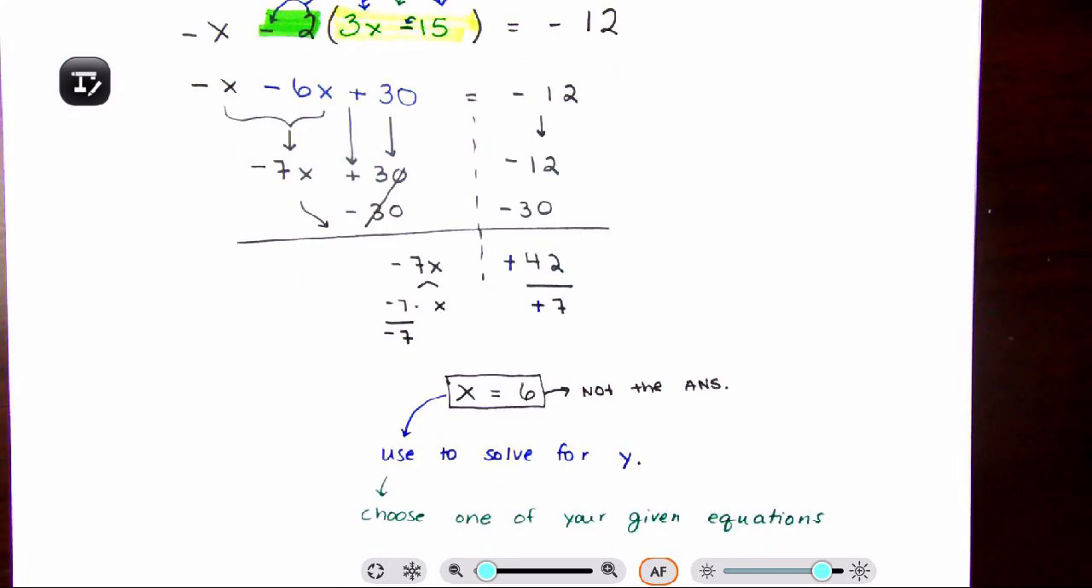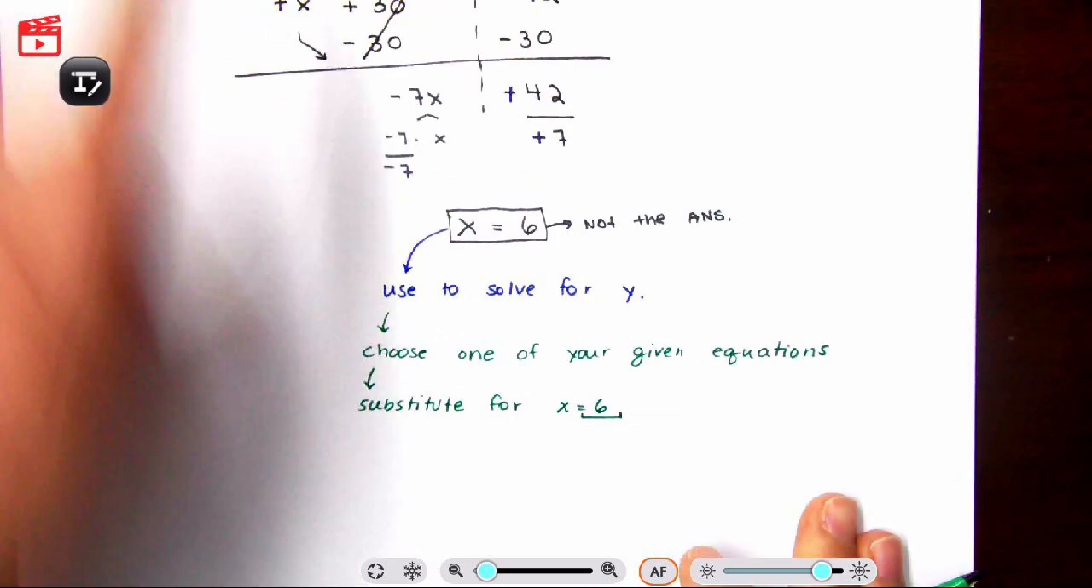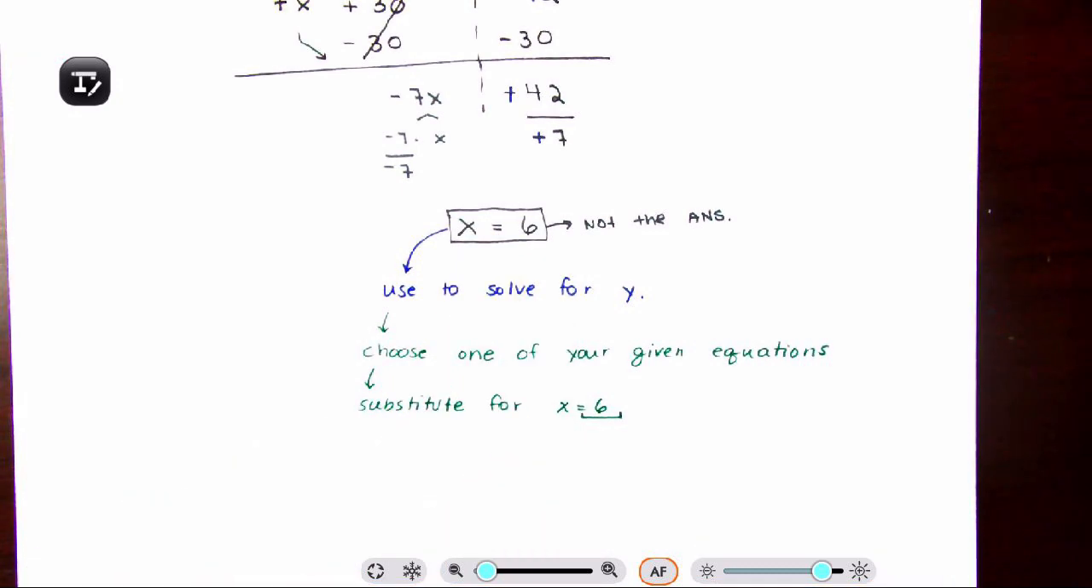You're going to choose one of your given equations. You're going to substitute for x equals 6. Remember, x is 6. So we know that because we solved it. So which equation am I going to choose? Let me look at them.